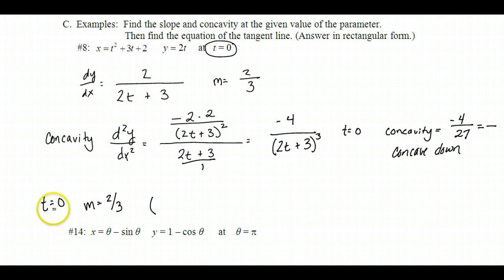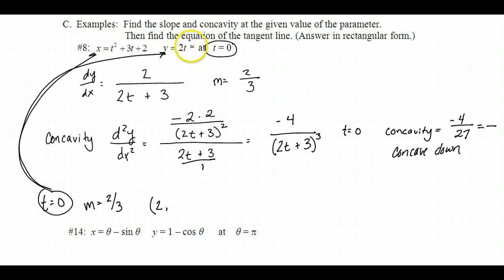Well, to get our point is very easy. You plug your parameter into your equations. So if t equals 0, plug it back into your two equations. So plug it in for our x, plug it in for our y. If t is 0, we have 0, 0, 2. We're adding those together, obviously. And for our y, if t is 0, we'd have 0. So now we have our point at (2, 0).